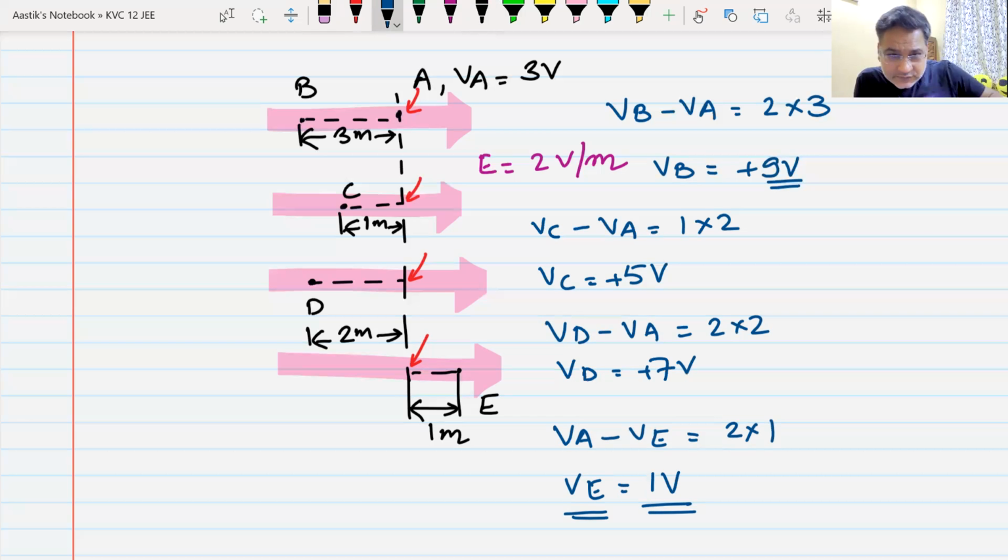In the next class, we will do one more question on this and then try to find out the reverse of it. From electric potential difference, can you find out the electric field? So we will do that in the next class.